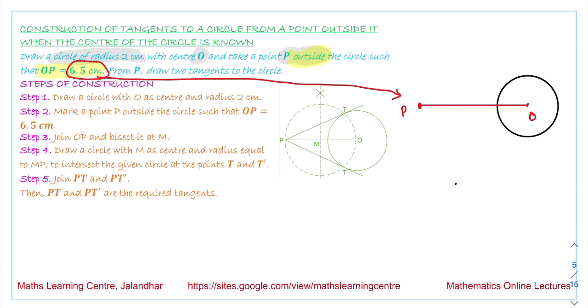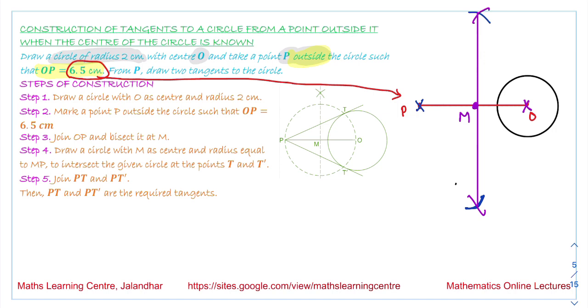Now we have to draw 2 tangents to this circle. To draw the 2 tangents, we construct the perpendicular bisector of this line OP. Perpendicular bisector means we keep the compass at point P and draw 2 arcs. By keeping the compass at point O, we draw 2 arcs over here. We join both these points, and suppose this is the point M, which is the midpoint of P and O.